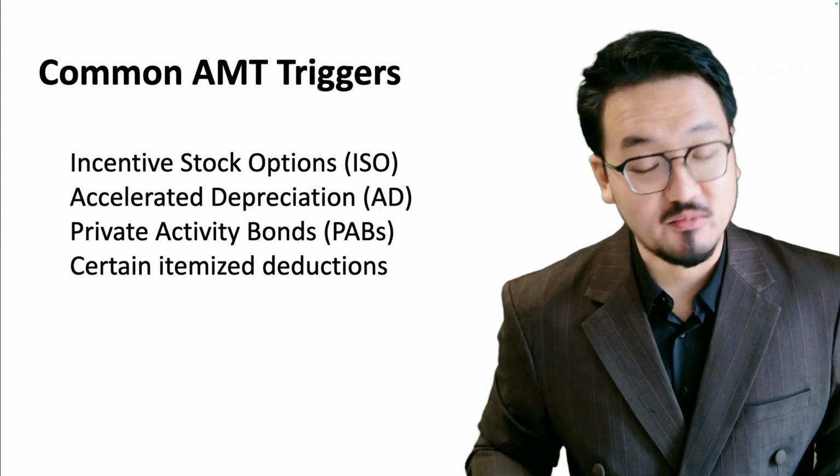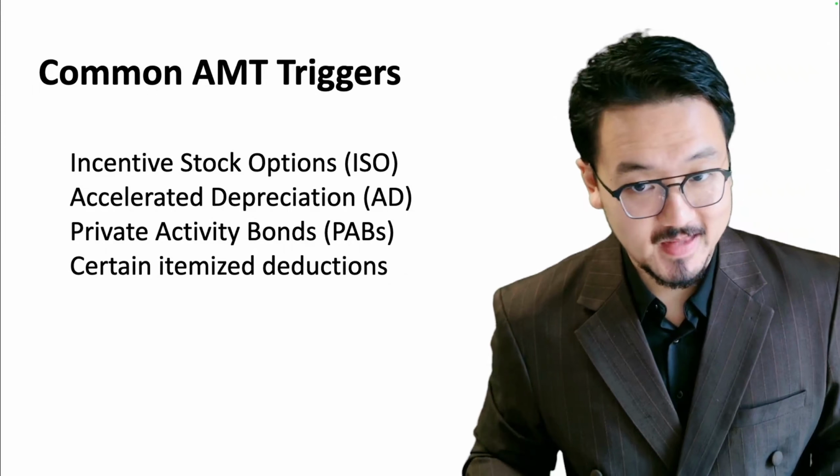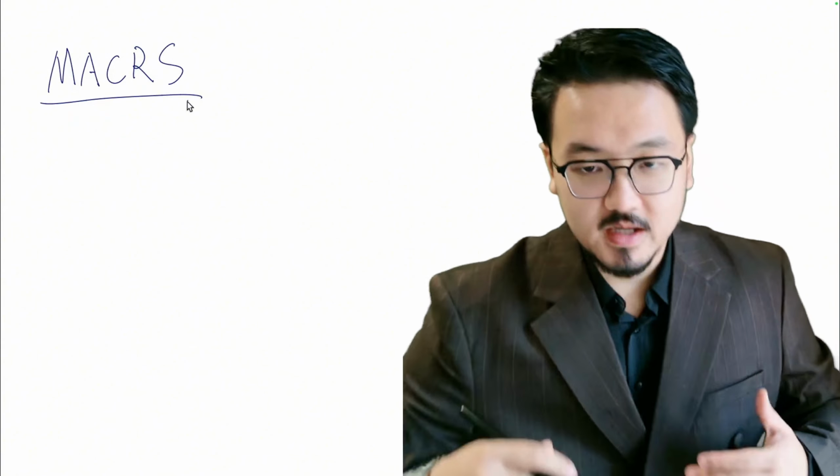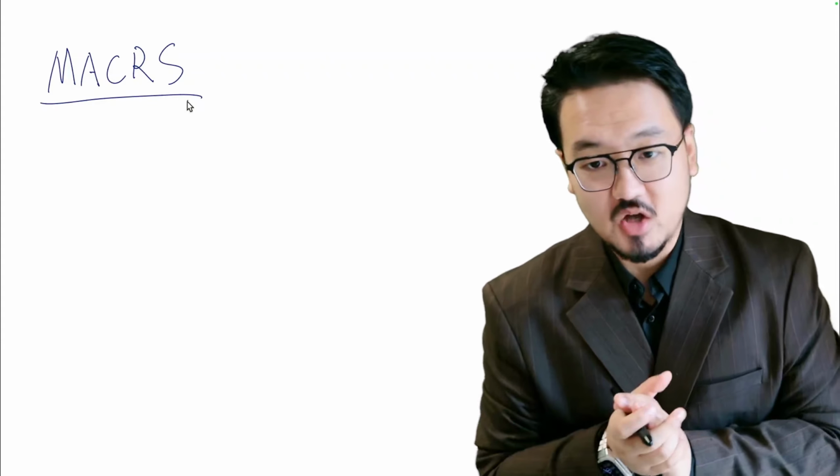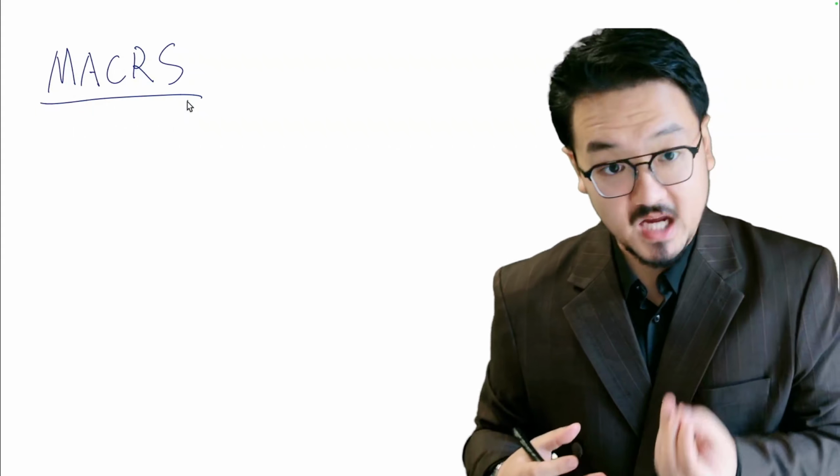Alright folks, let's look at the second common AMT trigger. It's called accelerated depreciation. I know it seems a little complex because it may involve a little bit of accounting. Let me explain this for you, okay? Right now, the current US tax depreciation system used for most business investment property is called MACRS, an abbreviation of the Modified Accelerated Cost Recovery System.